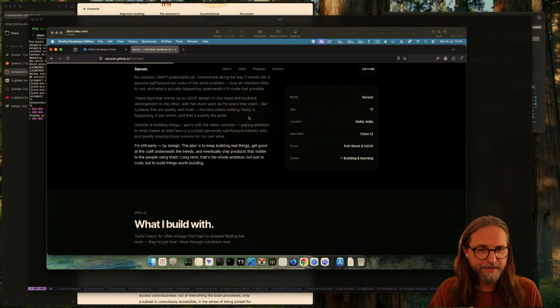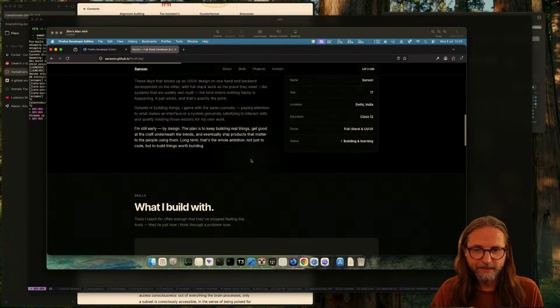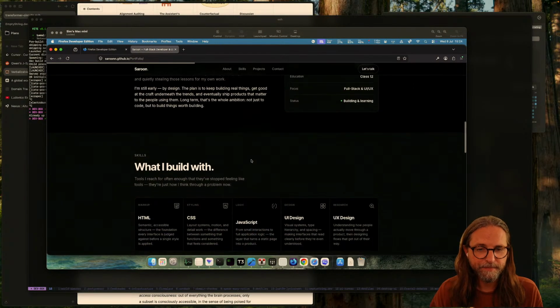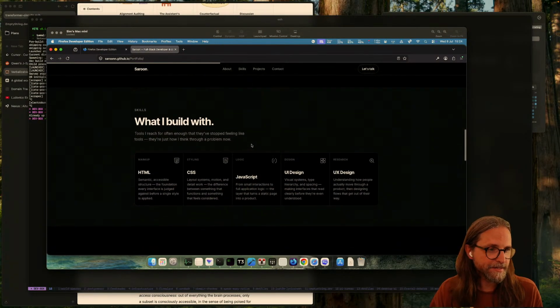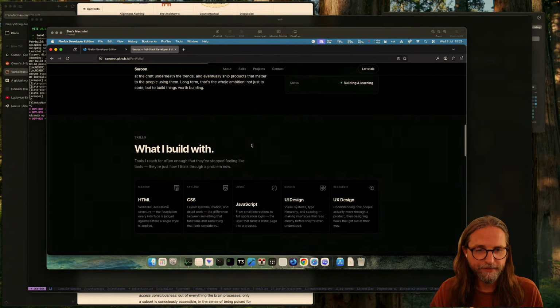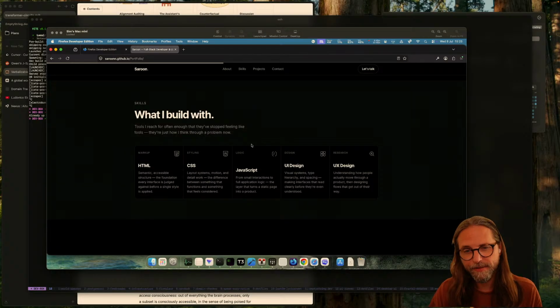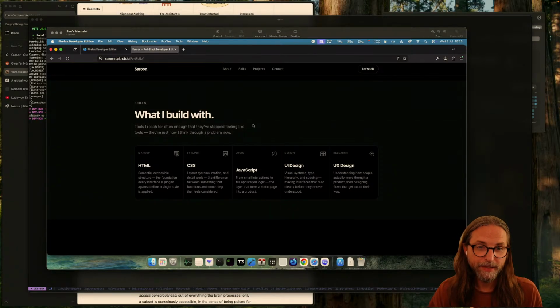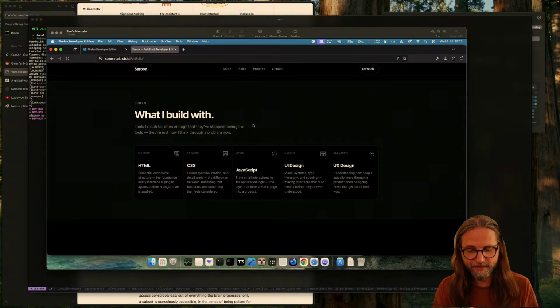Plans to keep building real things, get good at the craft underneath the trends, and eventually ship products that matter to the people using them. Hey, that's the goal. Nice. Build things worth building. Hey, I have always felt that way. So I feel it. Yeah, that is the right attitude, I think. Because you got to care about what you're building. If you don't care, then it won't be as good as it could be. But it can be hard to find products that you actually care about. That is a challenge sometimes.